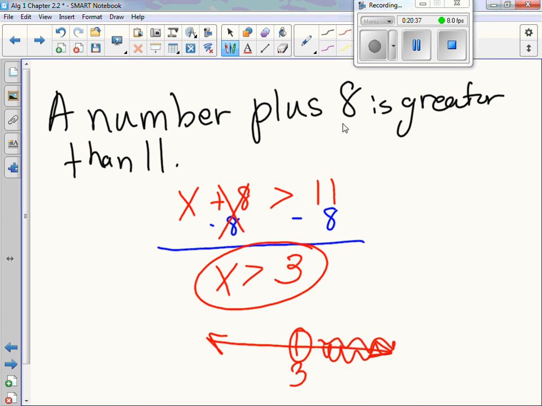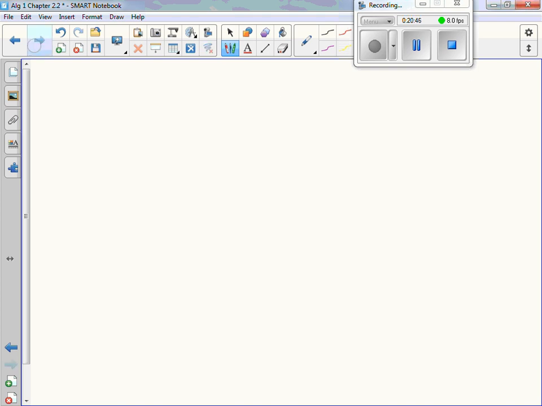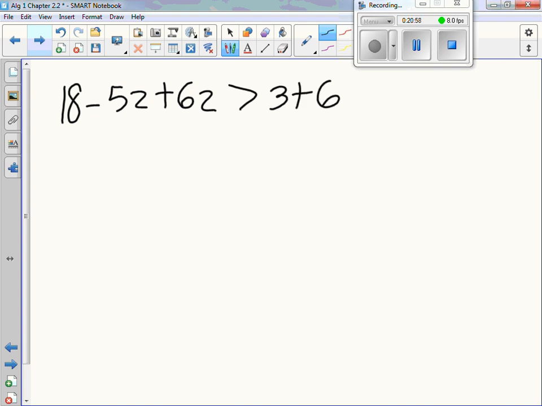Any questions on this here? We good with this here? Okay. So you'll have some like that on the homework, and then you'll have some like this on the homework.